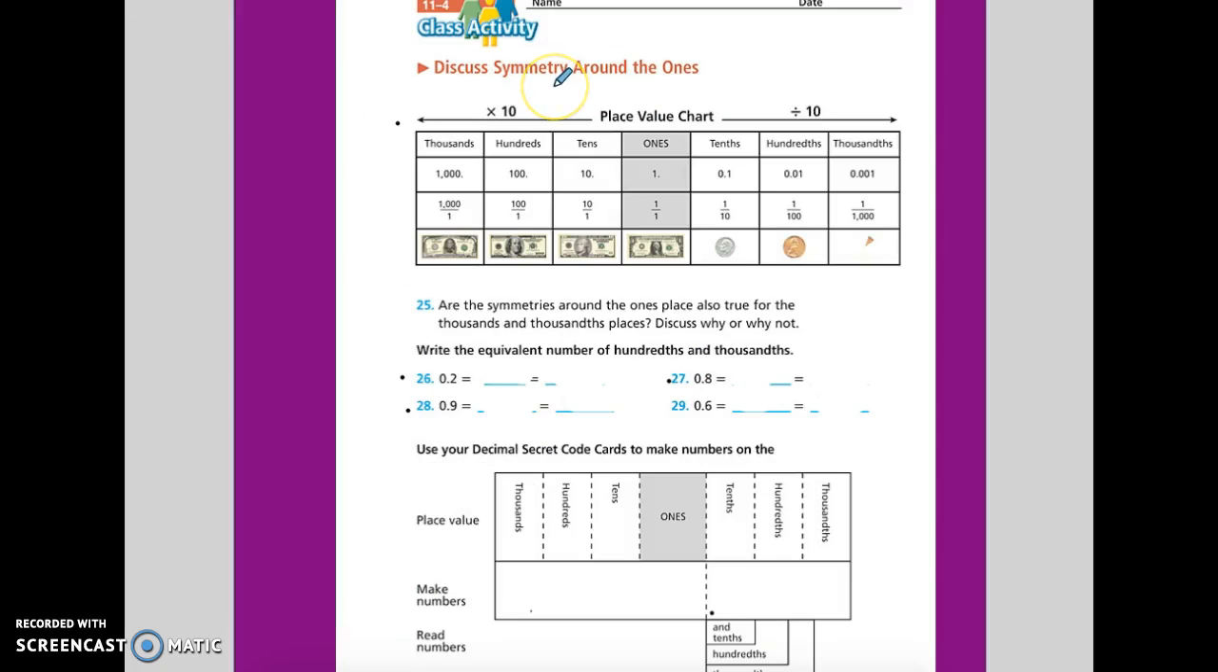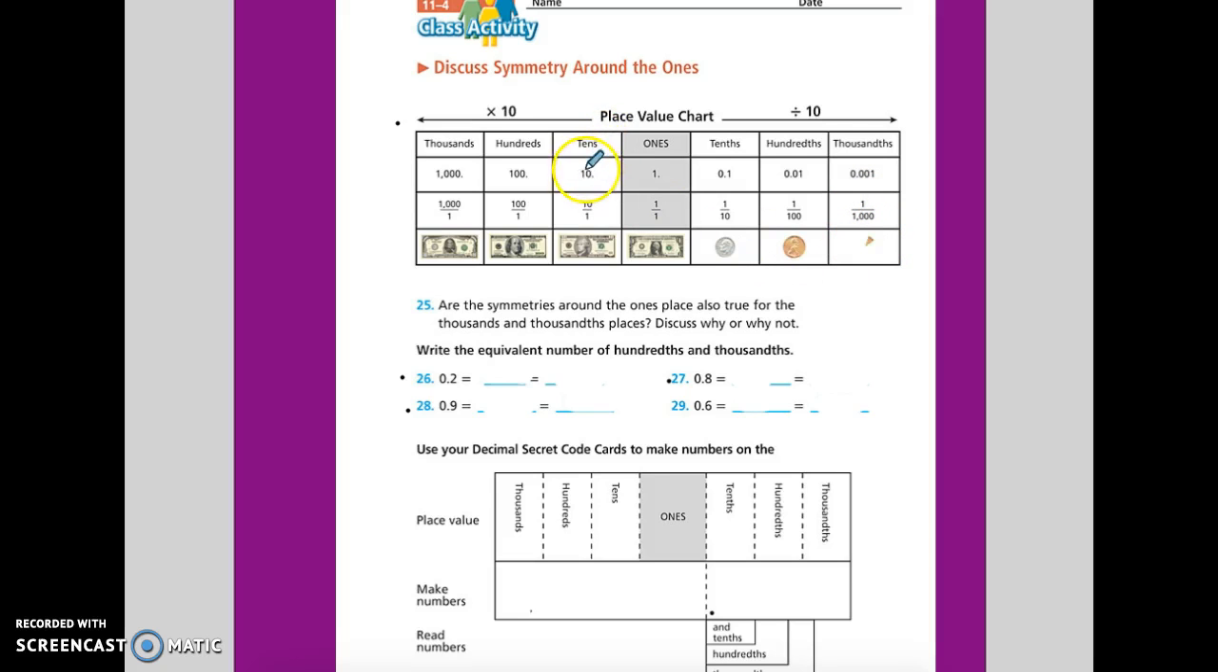All right, on this page, we're just looking at the symmetry around the 1. So I want you to look at this and see the patterns. So this 1.0, or 1 over 1, is like $1, okay? I want you to notice that as we get smaller, we've got 1/10, or 10 cents. And if I get even smaller, I've got 1 hundredth, 1 over 100, which is the same as 1 penny. 1 penny is 1 out of 100 pennies that make up that dollar. And then I could get all the way down to 1 thousandth, which is 1 over 1,000, which is one little teeny piece of a penny.